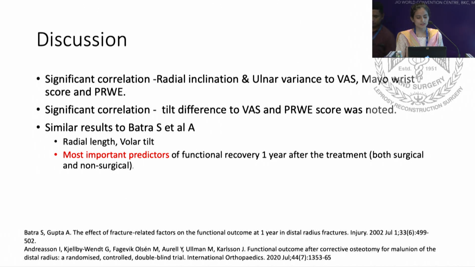The discussion is that there is a significant correlation between the radial inclination and ulnar variance to VAS, Mayo wrist score, and the patient-rated wrist evaluation. Tilt difference was also noted with the VAS and the PRWE score in our study. Similar results were noted by Batra and Gupta in their study, where radial length and volar tilt were determined as the most important predictors for functional recovery at 1 year.